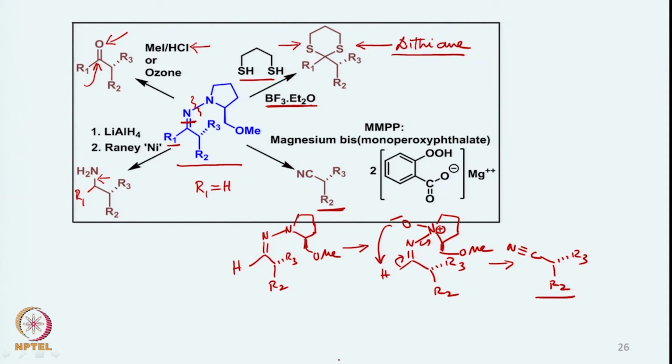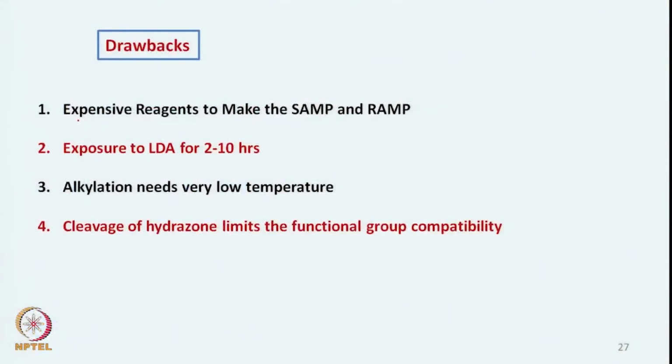So these are various conversions which we can carry out of the hydrazone that is formed from SAMP and RAMP based hydrazines after the C-C bond formation has occurred. The drawbacks of these reactions are that these are expensive reagents and they are definitely going to contribute to the cost of the product that needs to be evaluated at the end of the reaction.